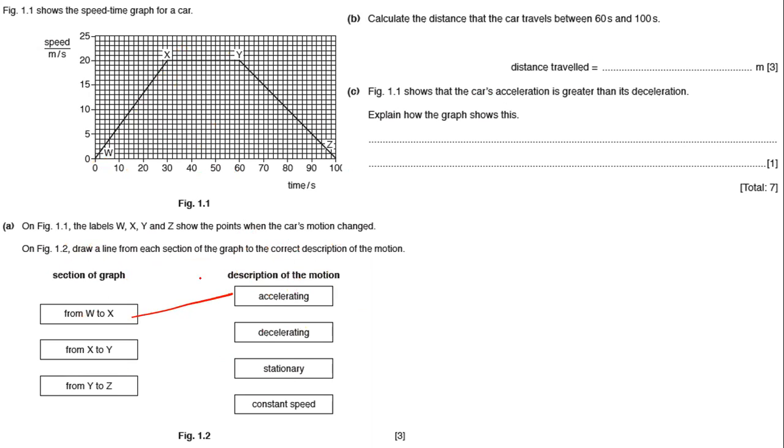Then from X to Y. It's a constant speed. Right. From X to Y, it's constant speed. Y to Z. It's decelerating. Okay. Calculate the distance that the car travels between 60 and 100 seconds. 60 is here and 100 is here. Distance that the car travels between 60 and 100.